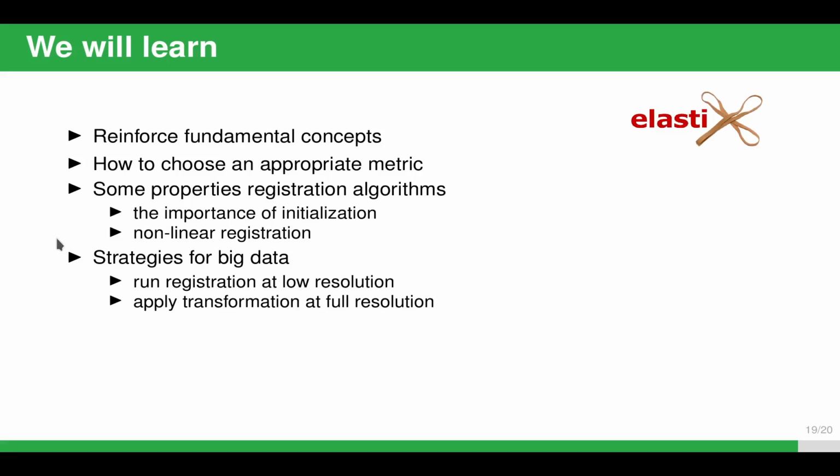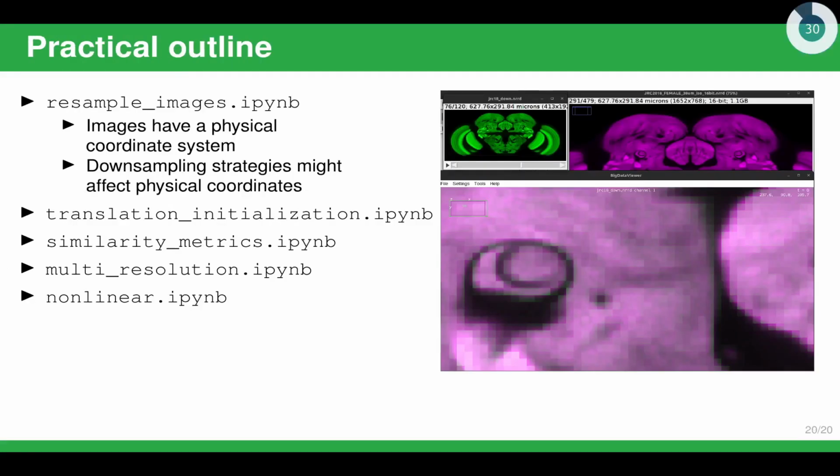We'll also learn some strategies for big data, and the main one we'll learn is that it's possible to run registration at low resolution and apply the transformation at full resolution, again, because the physical coordinates of the image are what matter, not the pixel sizes. Okay, so finally, I'll just go through the notebooks that are going to be in the repository, and this is the recommended order that I suggest you go through them in.